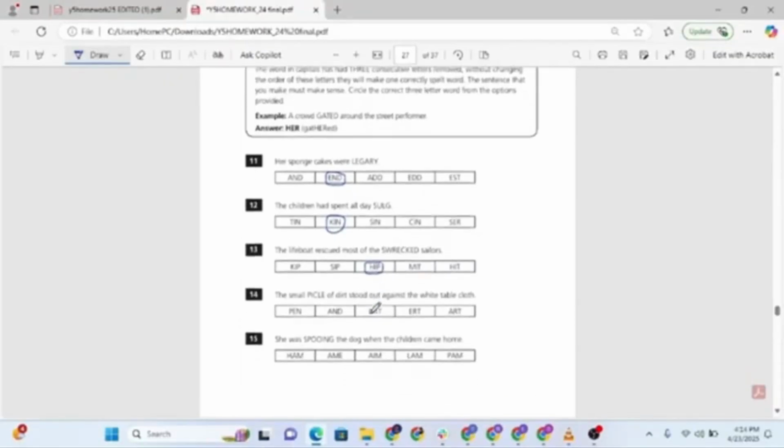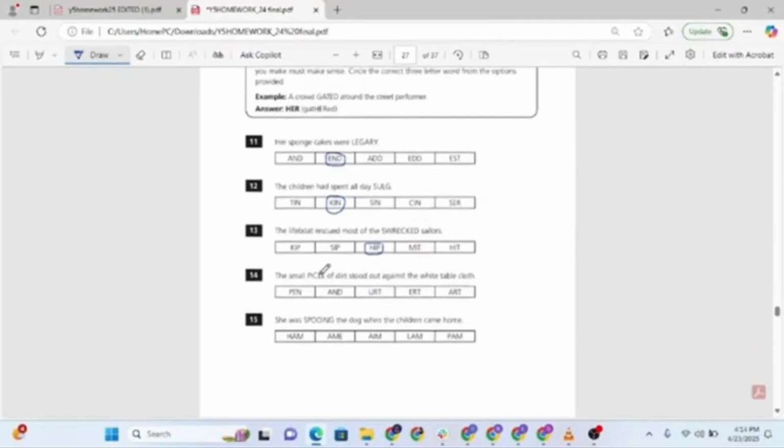Question 14. The correct answer is the word art. This is because the capitalized word PICLE has had the letters A-R-T removed from the correctly spelled word particle. When we insert the letters A-R-T into picle, we form the word particle. The sentence then reads, the small particle of dirt stood out against the white tablecloth. Therefore, the correct answer is the word art.